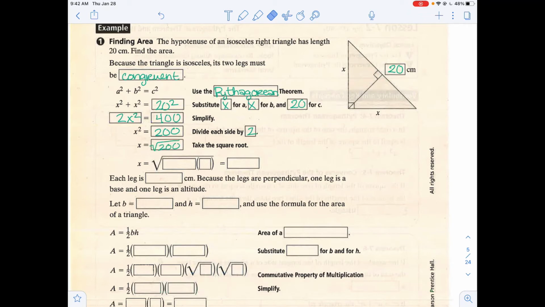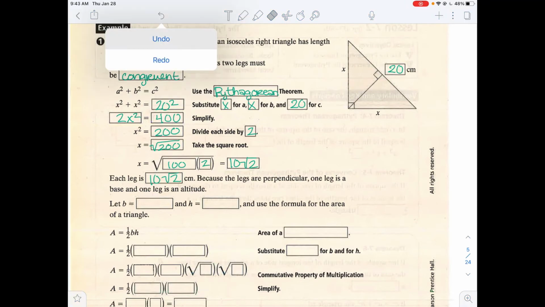If we take the square root of 200 to get rid of the squared on the x, we simplify: 200 is 100 times 2, and the square root of 100 is 10. So we have 10 square roots of 2. So we know each leg is 10 square roots of 2 centimeters. Because the legs are perpendicular, one leg is the base and one leg is an altitude, or the height. So the base and the height are both 10 square roots of 2 centimeters.